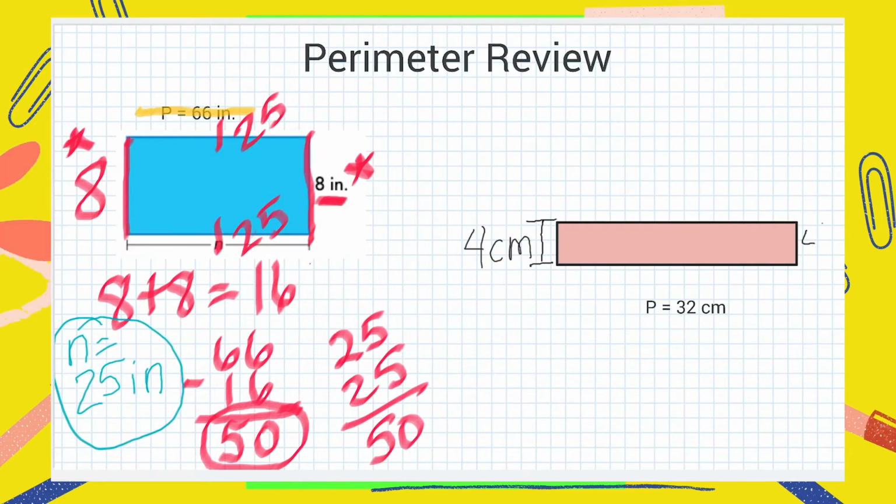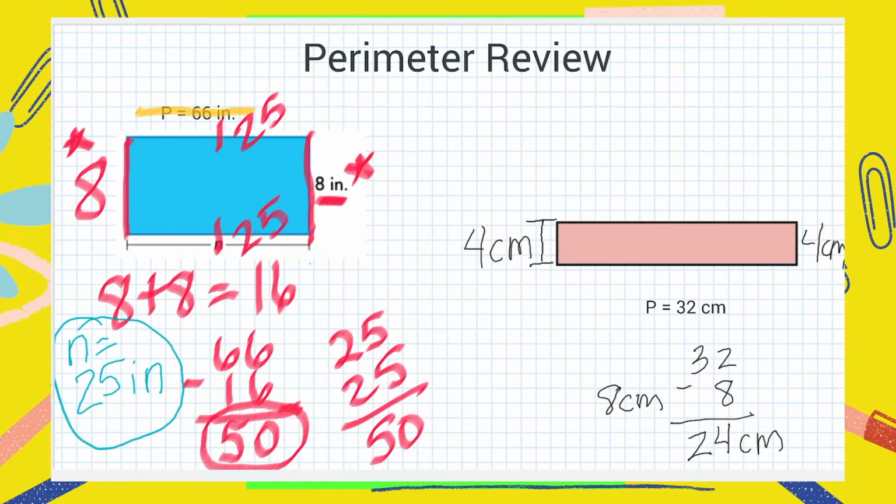I know the corresponding side. So I have 4 centimeters and 4 centimeters. That gives me a total of 8 centimeters. If the total perimeter is 32 centimeters, I can do the same thing I did in the other problem. 32 minus 8 equals 24 centimeters left. So that means that the sum of these two sides must equal what?